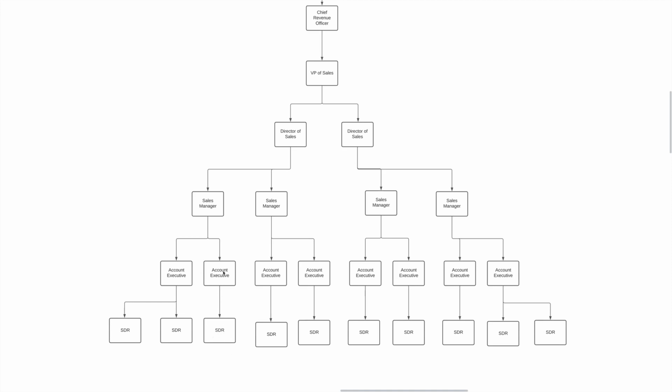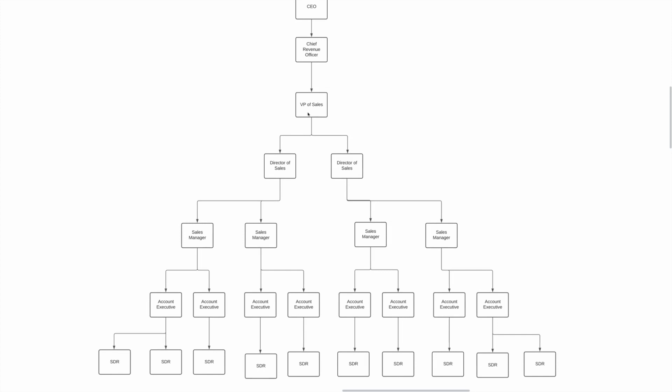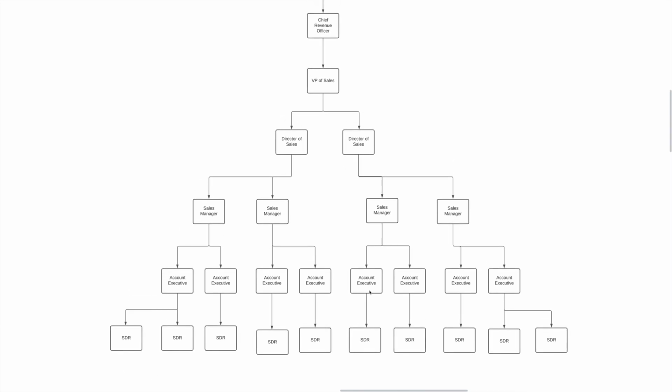Account executive closes the deal. Sales manager manages all the individual contributors, and the director will handle the managers, and the VP will handle the directors, and chief revenue officer handles the VP of Sales, and so on, right? And so that's essentially how the structure works.